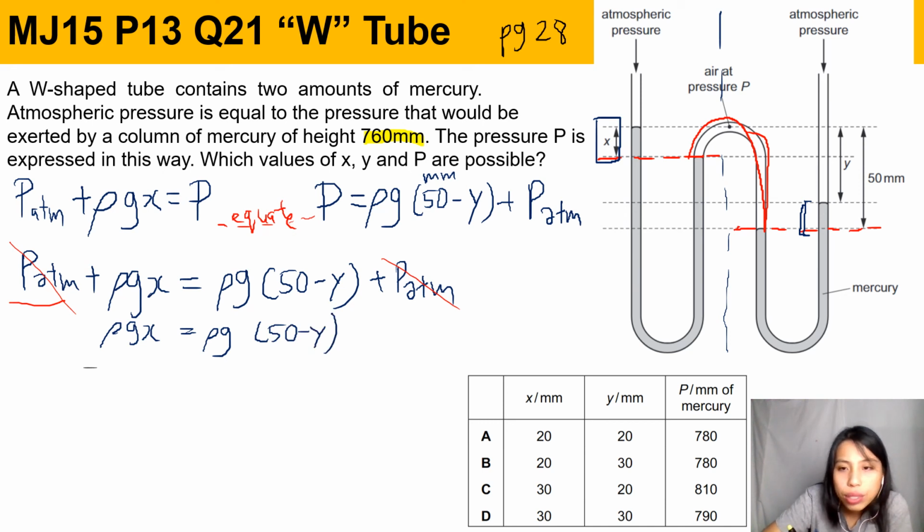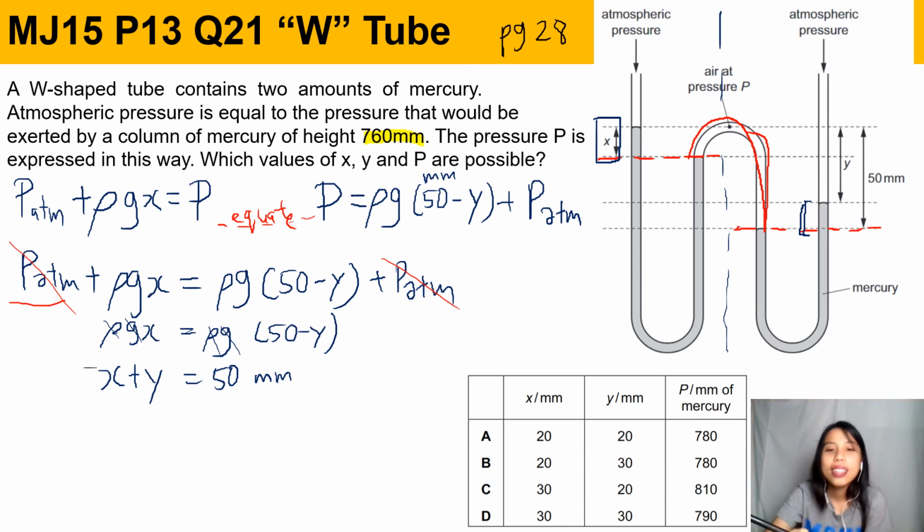Rho and G, same mercury everywhere, right? So you can divide both sides by rho G and it's gone. So all that's left is X plus Y equals to 50 mm. So now you have to go through and check your answer. X plus Y should equal to 50. You look at A, nope. B, possible. C, possible. D, nope.